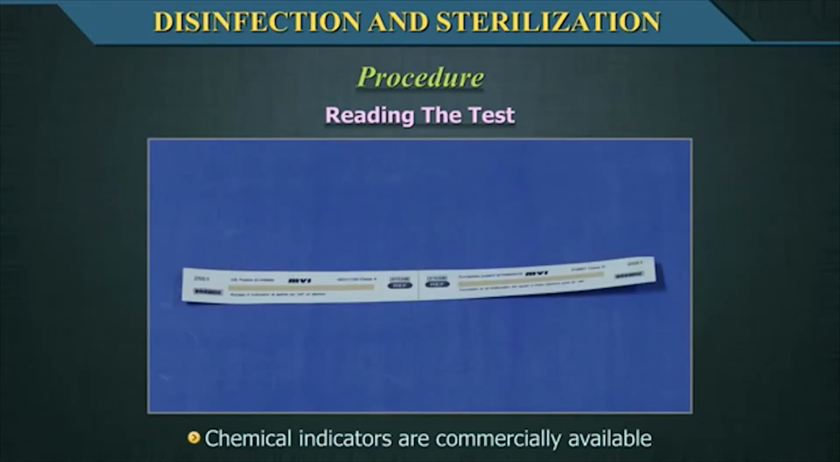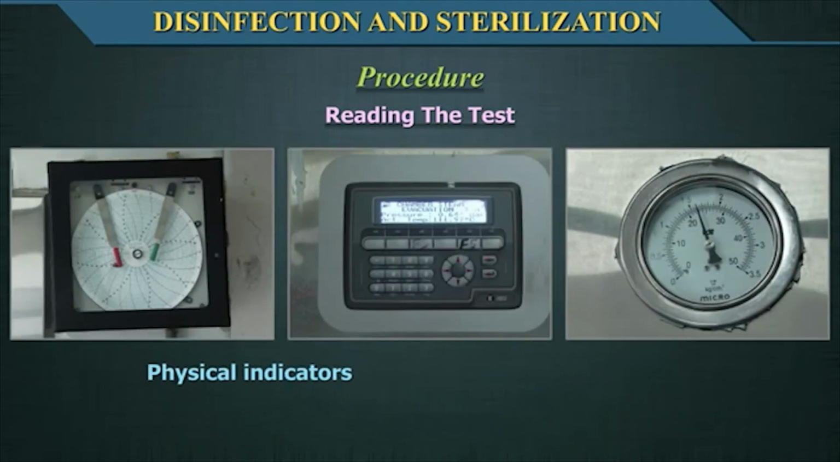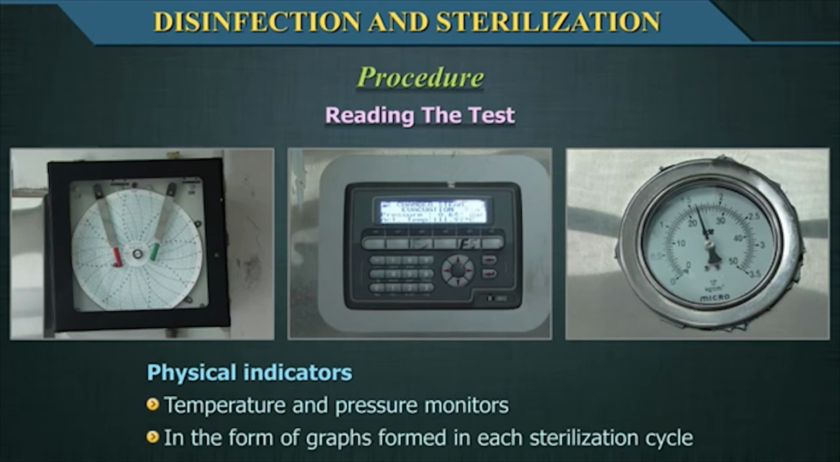Chemical indicators are also commercially available. Physical indicators to check the sterilization process are temperature and pressure monitors. They can be in the form of graphs formed in each sterilization cycle.